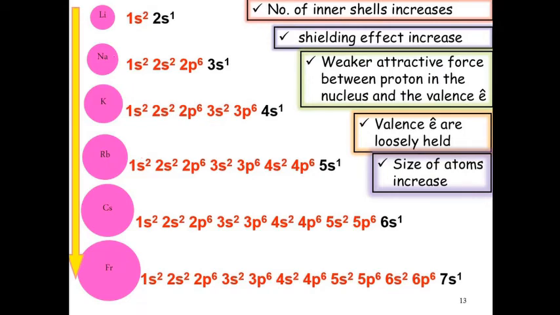From lithium to francium, the elements are in group 1. When we go down a group for elements in group 1, the number of inner shells increases, the shielding effect increases, and the attractive force between protons in the nucleus and the valence electron is weaker. The valence electrons are loosely held, making the size of the atom increase.